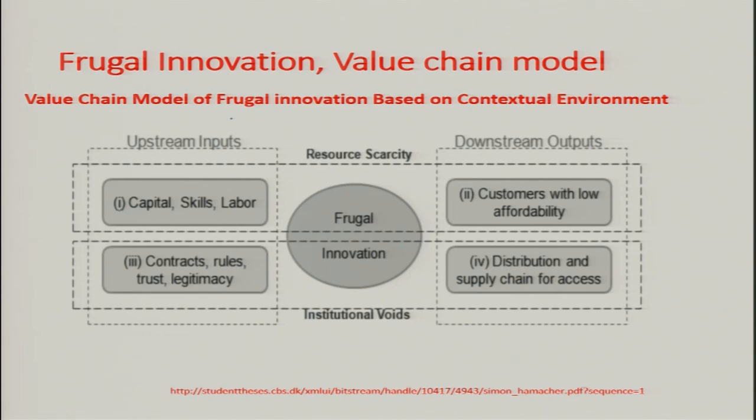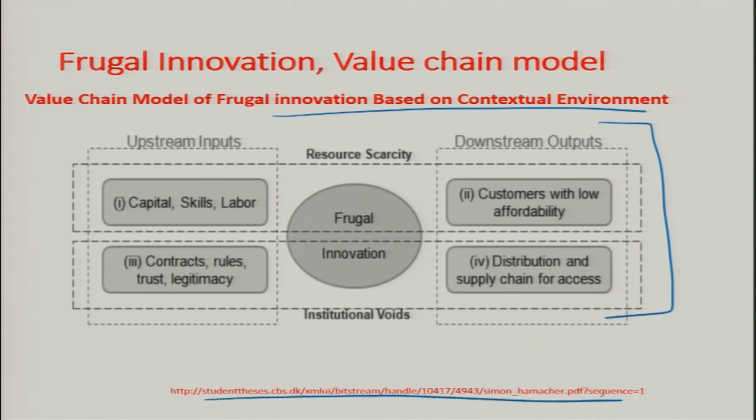The value chain model for frugal innovation, I would not discuss this in detail, but yes, you can go to this link and read more about it. So, what is there in the value stream? There are upstream inputs and downstream outputs. We see the value in terms of frugal innovation.